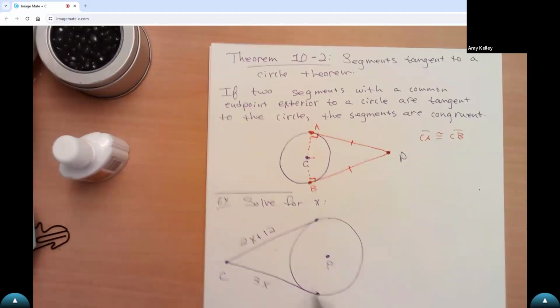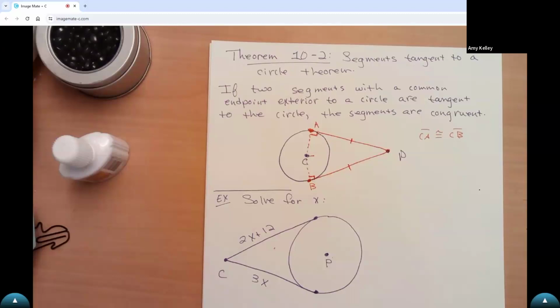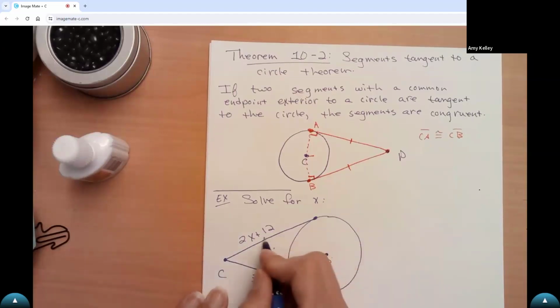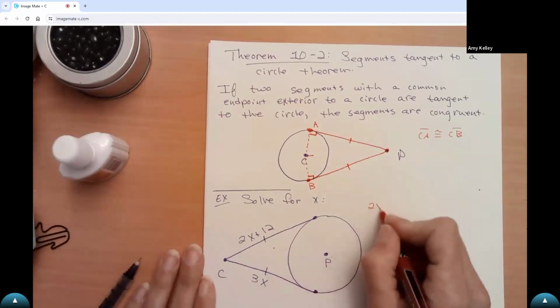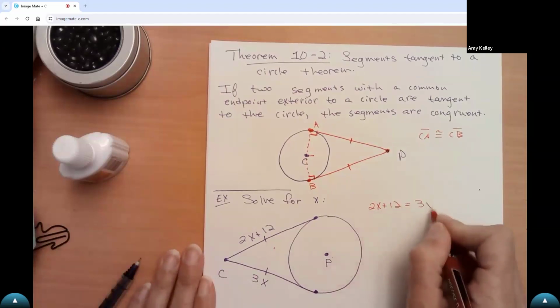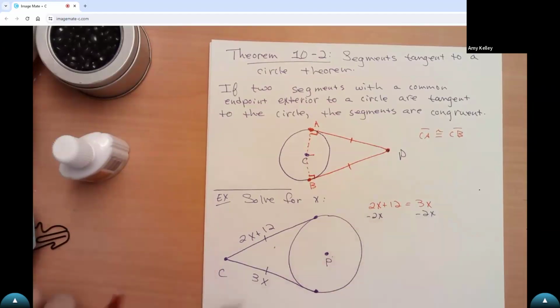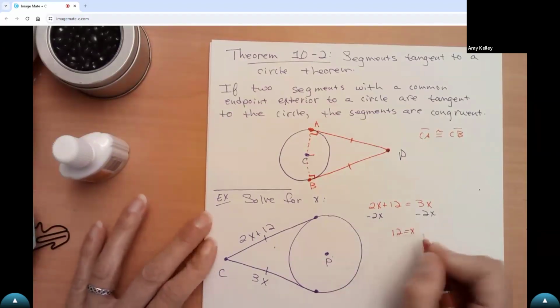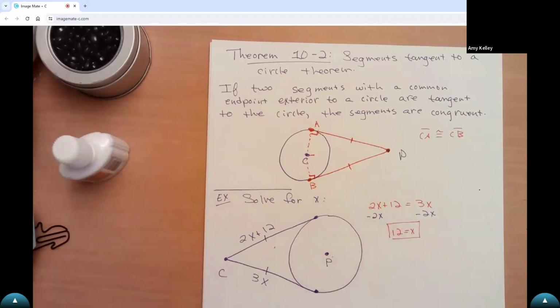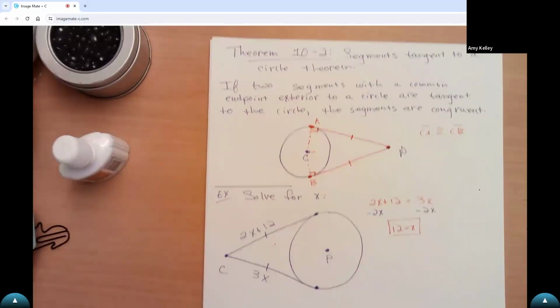If they're congruent, or the same measure, what do we do? Oh, x equals 12. Because they're congruent, x does equal 12, yep. So right here, since they're congruent, you can just set them equal to each other and solve for the variable. So we can say 2x plus 12 equals 3x, and then just subtract 2x on both sides. 12 equals x, or x equals 12. All right, very good. Let me know if you have any questions there.